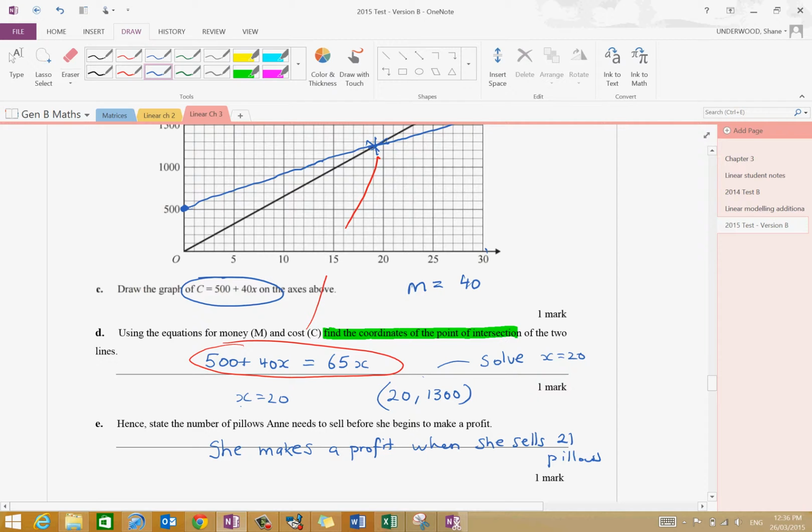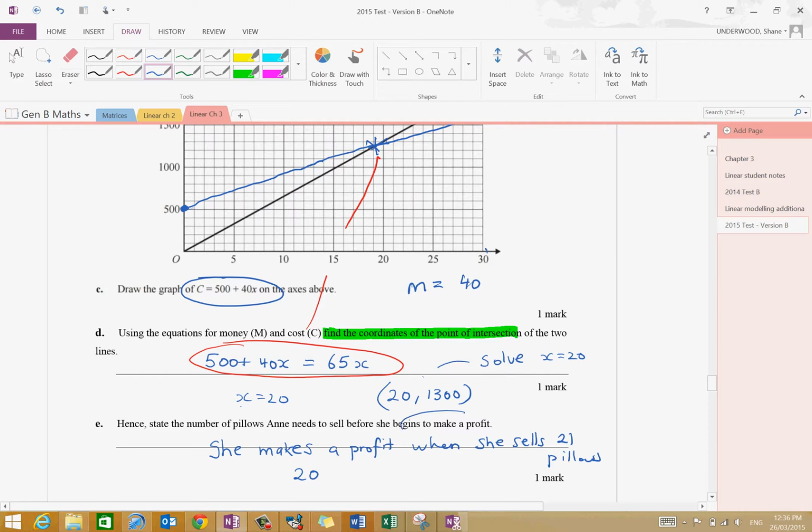But if you think about it, she doesn't make a profit. Before making a profit, she has to sell 20 pillows, I guess. At 20 pillows, she's going to break even, isn't she? So we would have accepted 20 or 21 because it was a poorly worded question.